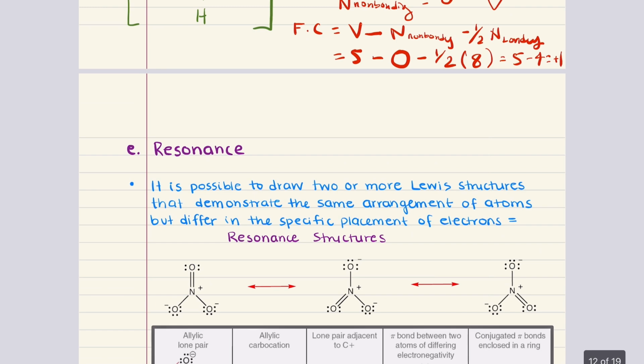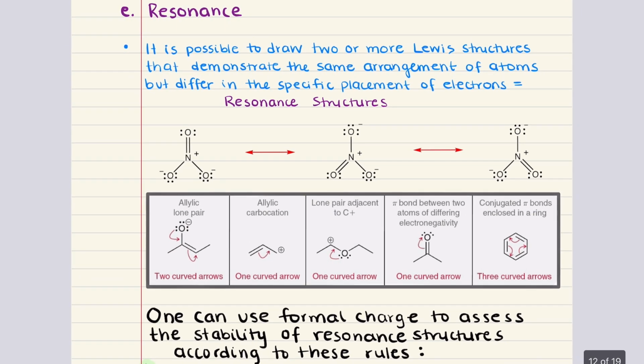And with that, we actually want to move into a new topic on resonance. Now, Lewis structures are very simple models, so we shouldn't be surprised to find out that they don't always describe a molecule's bonds effectively. Resonance occurs when more than one valid Lewis structure can be drawn for a particular molecule. So, in other words, resonance structures are multiple Lewis structures that represent the same arrangement of atoms. They only differ in the specific placements of electrons.